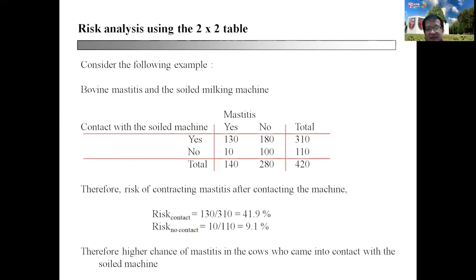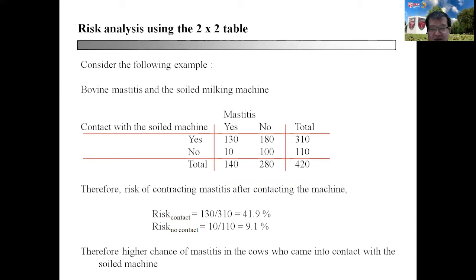Let's look at this particular example on the relationship between bovine mastitis and the sow milking machine. What we can see here is that the vertical columns tell us the clinical condition, whereas the horizontal rows tell us the exposure to the risk factors. This is an arrangement that everybody needs to remember, because for a 2x2 table for epidemiological studies, clinical outcome is always represented in columns, whereas exposure factors or risk factors are always represented in rows.